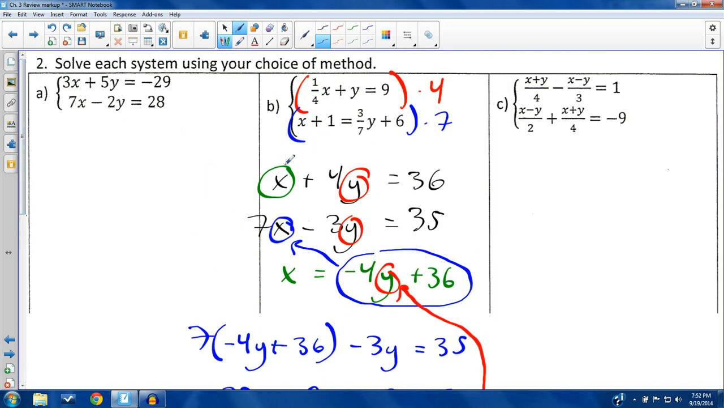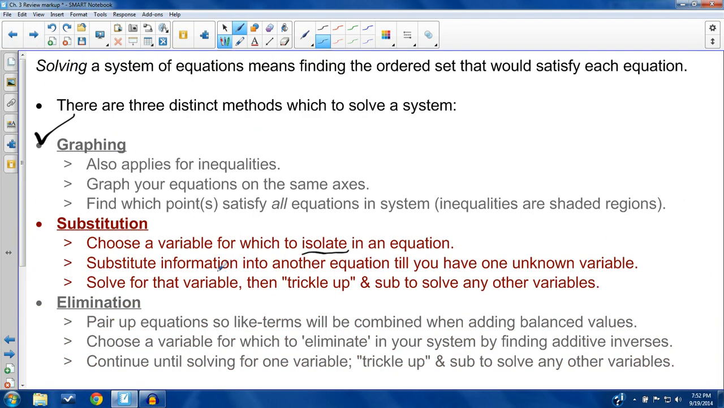So that's the idea behind substitution. You want to solve for one variable. This one was simple enough because this was 1x. Didn't have to divide by anything. Substitute it into the other equation. Again, if you're looking at your notes here, substitute information into the other equation until you have one unknown variable.